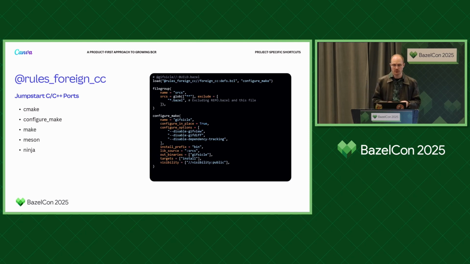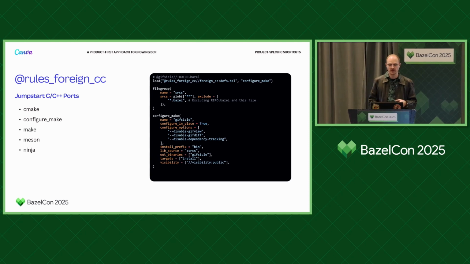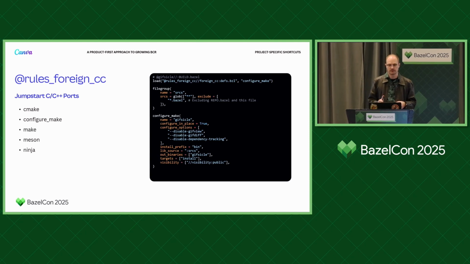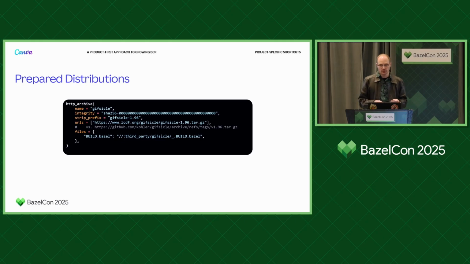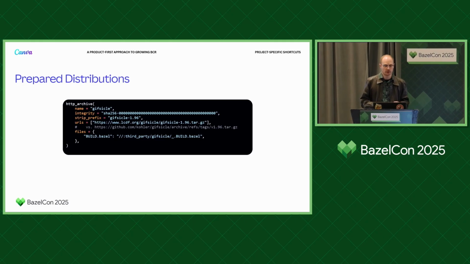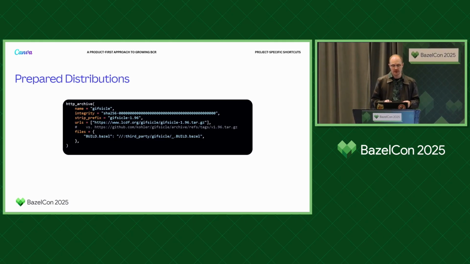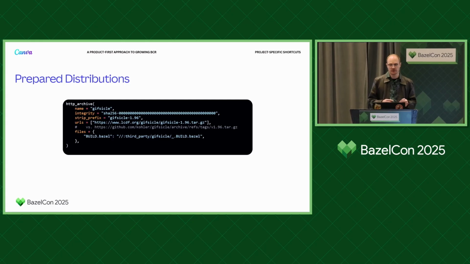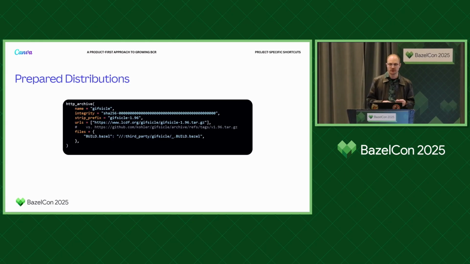Most of the dependencies we migrated used this rule set or used it in their initial implementation. It's a good idea to keep an eye out for specially prepared source distributions. As was shown in the last slide, Gisticle is a configure make style project that's light on dependencies, making it pretty easy to build with rules_foreign_cc.